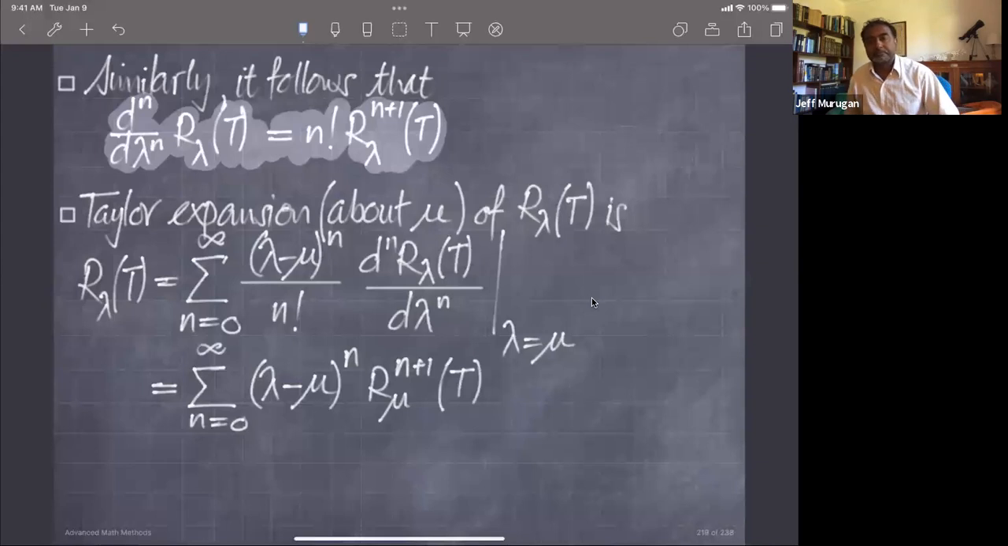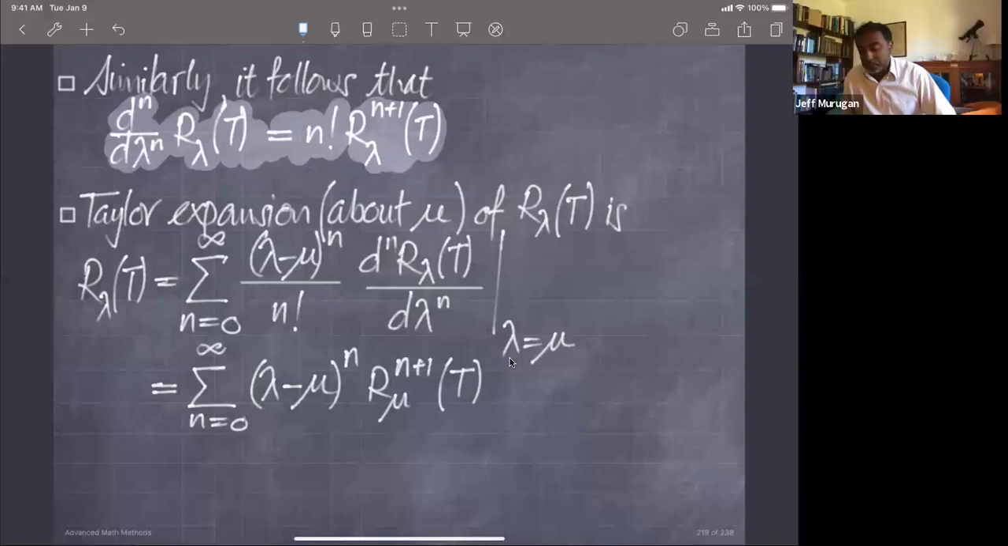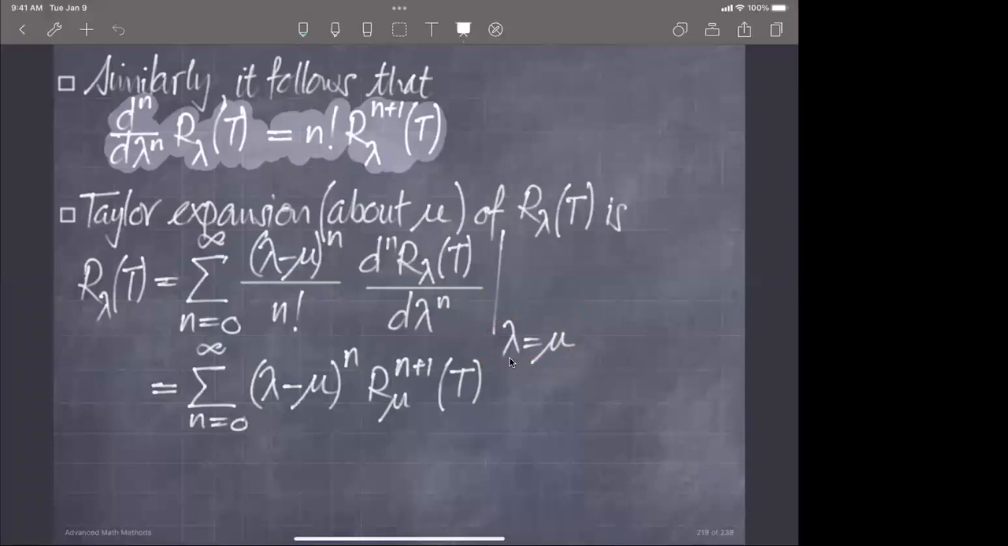Is it the last sum? Is it R mu or R lambda? R mu, because I'm evaluating. I have to do the evaluation at lambda equals mu. Oh, wait, lambda is okay.